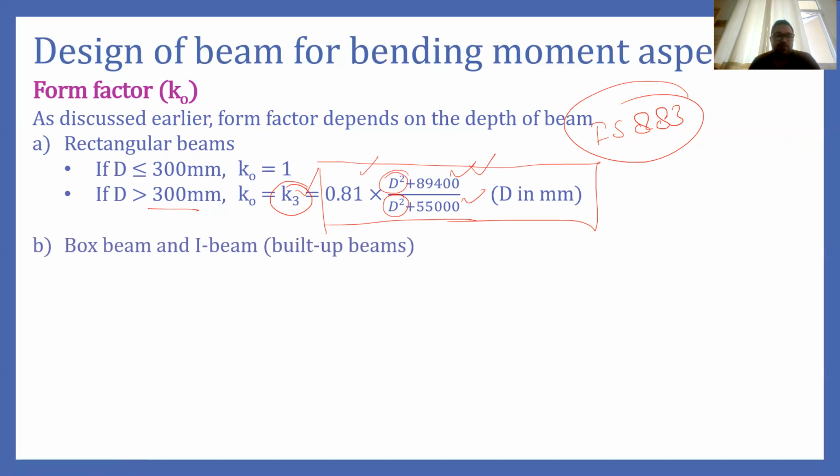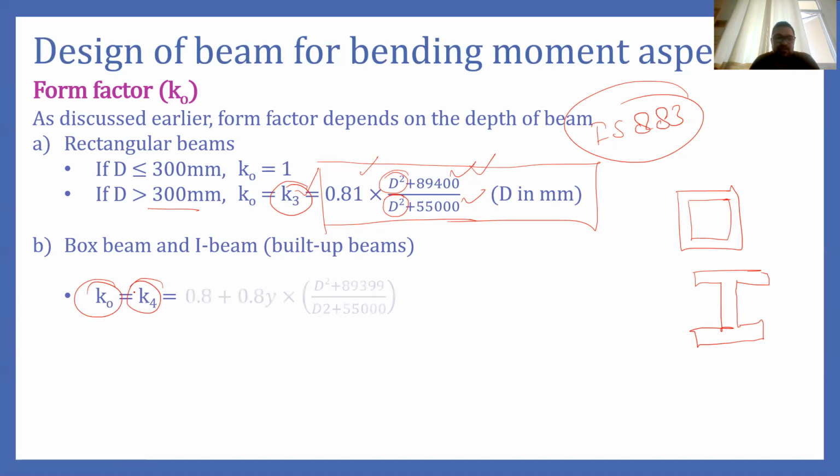Now, if we have box beam or I-beam, box beams are like the hollow beams. Similarly, if we have I-beams like this, in that case, how do we find out the K value? So in that case, form factor K naught will be equivalent to K4, and K4 can be calculated by the relation shown here. So we can use this equation to calculate the value of K naught, which is K4 in this case. And this is calculated when we have the built up beam.